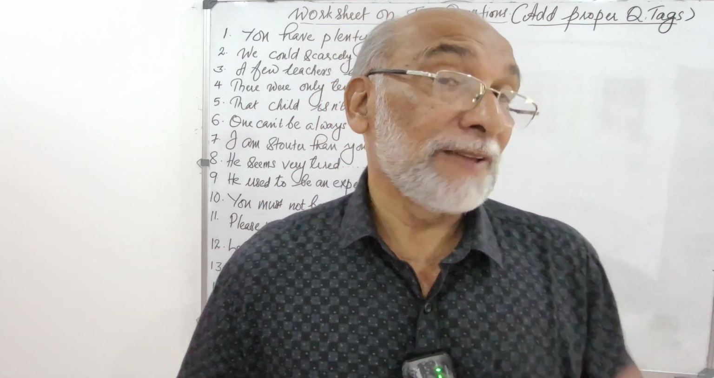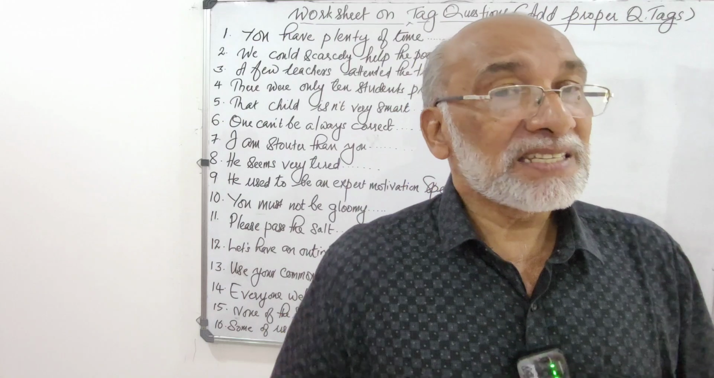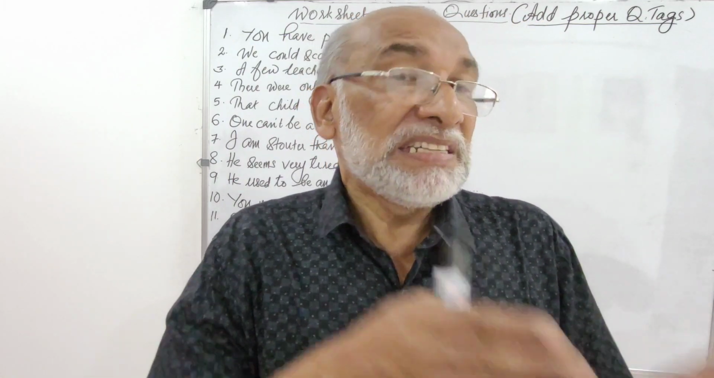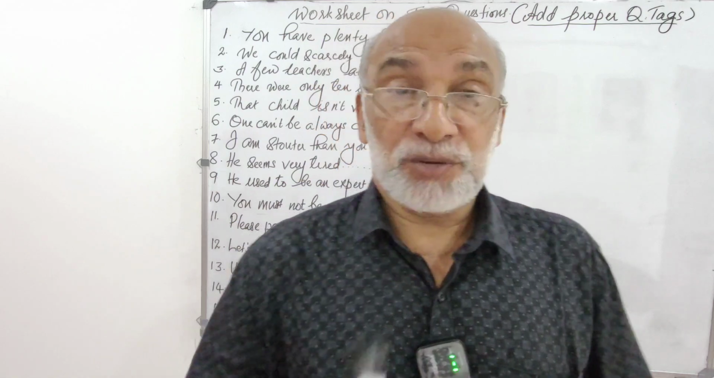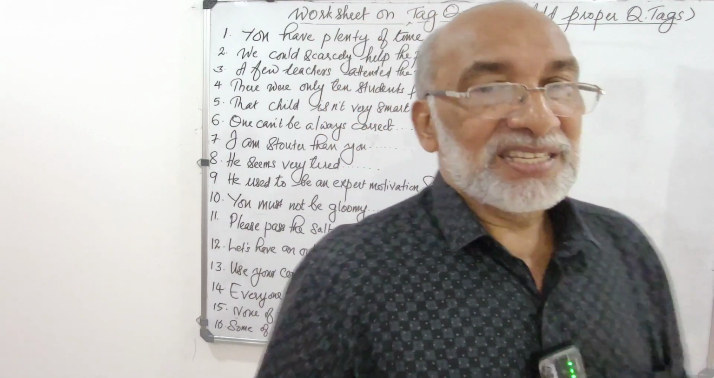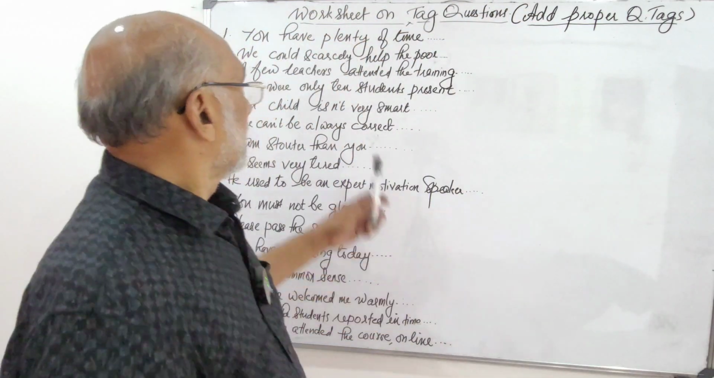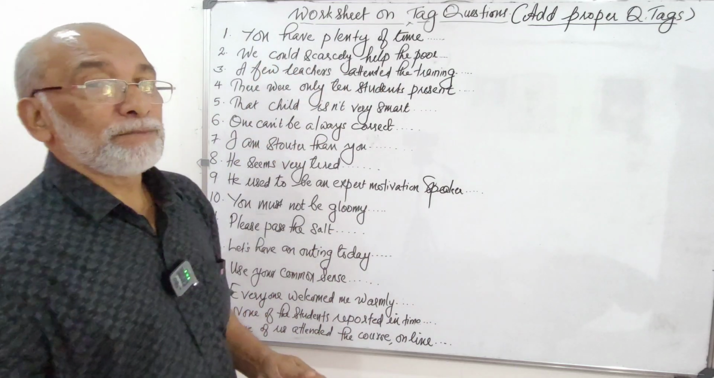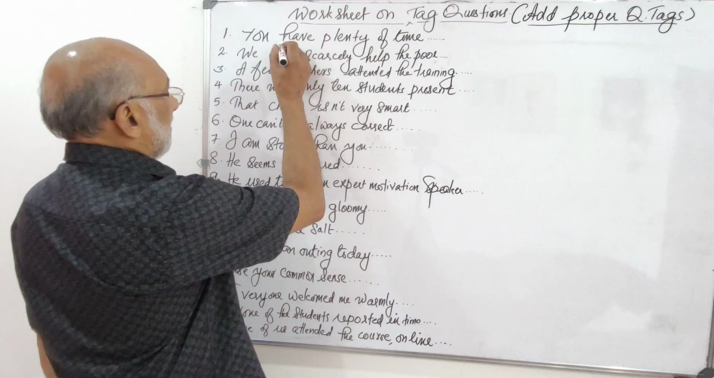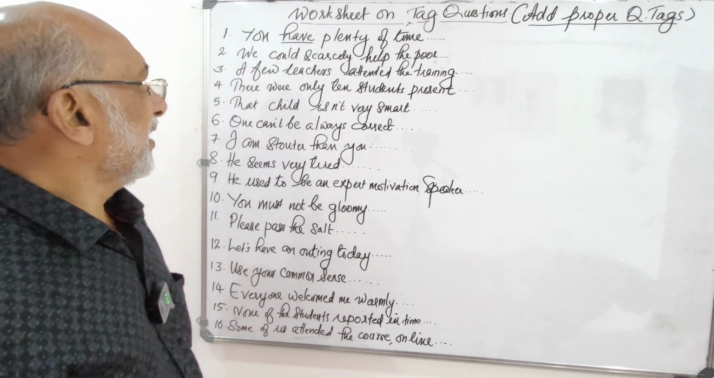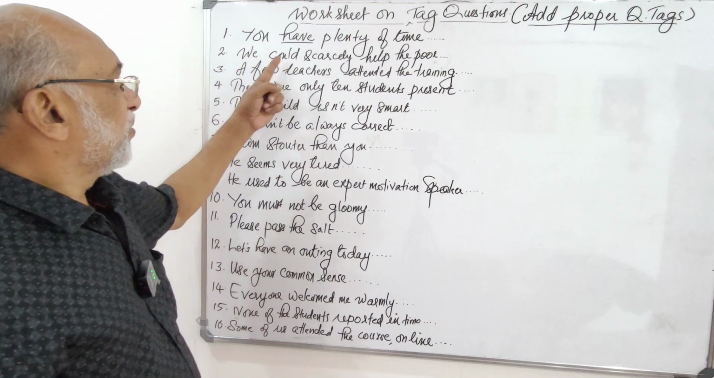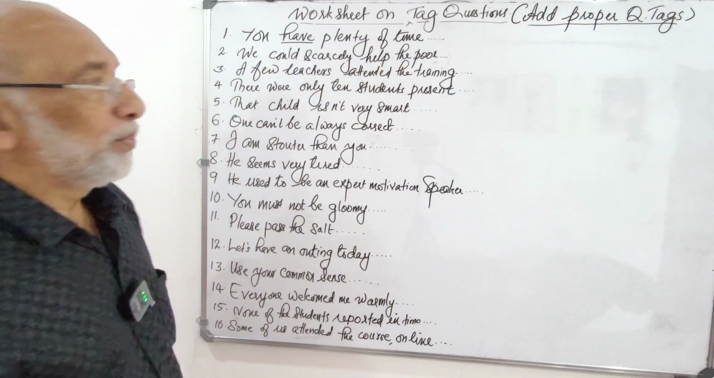Let's come to these sentences. As I said, I have chosen some 16 sentences and tried to include almost all different types of sentences that are possible. Let's consider them one by one. The first one is, you have plenty of time. Here the verb is have. You have.